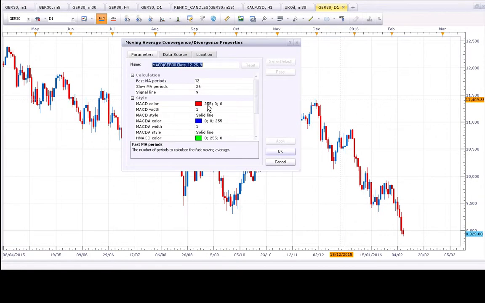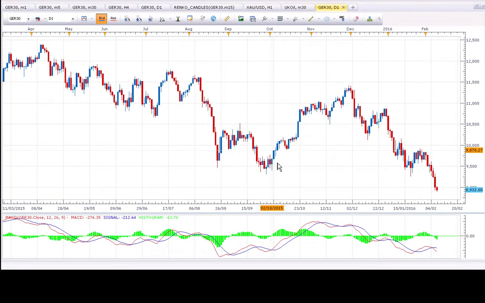The dialog box that you'll have for the settings of MACD might look like there's a lot there, but really it's just these three numbers. The default 12, 26 and 9 is often used, so I would just leave that as it is and press OK. There you go. Okay, then, so let's get started.